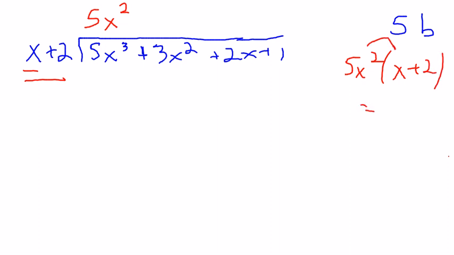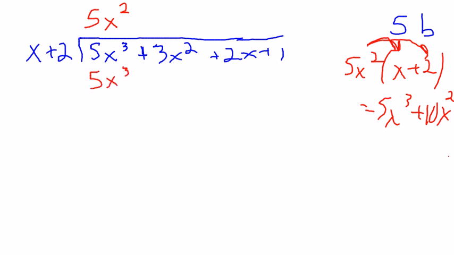That gives me 5x cubed, and then plus 10x squared. I run out of space, so I'm going to write that right here, 5x cubed plus 10x squared. Now I need to subtract, so I'm going to change the sign of the whole line there. So the 5 becomes negative, and so does the 10. So I'm going to scratch out the plus and write minus. Now I add. 5x cubed goes away.